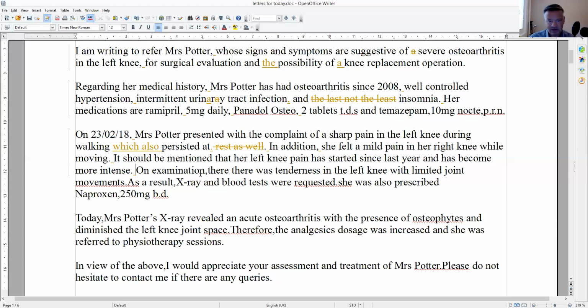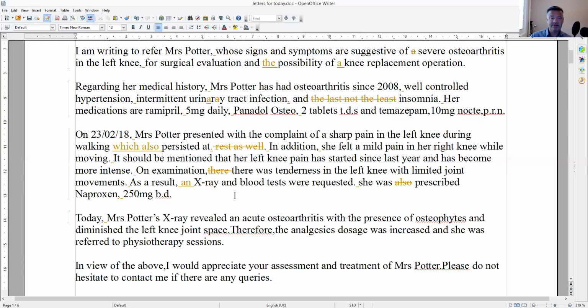On examination, there was tenderness in the left knee with limited joint movement. As a result, an X-ray and blood tests were requested. She was prescribed, well, you know, she was simply prescribed, not also prescribed, with naproxen. Okay.